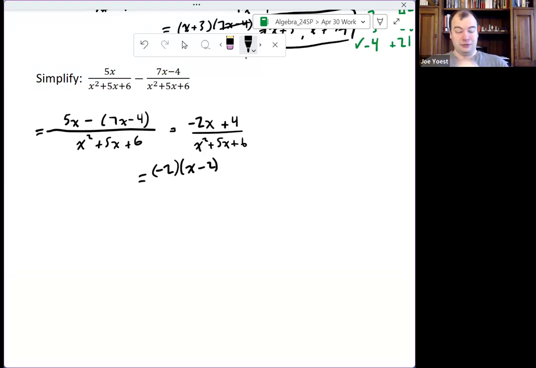So if I pull out a factor of negative 2, then I'm left with, for the first term, just an x. And for the second term, I have to be careful. I have a negative 2 left over. So negative 2 times negative 2 gives me my positive 4. And then x squared plus 5x plus 6. Here I'm looking for two numbers that multiply to 6 and that add to 5. I think that's going to be 2 and 3.